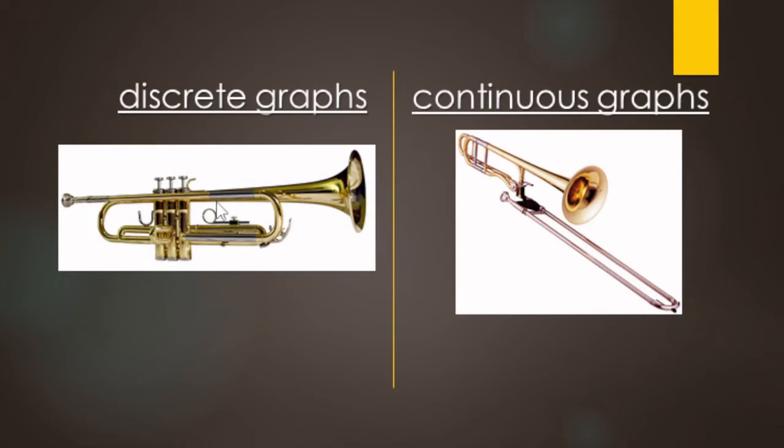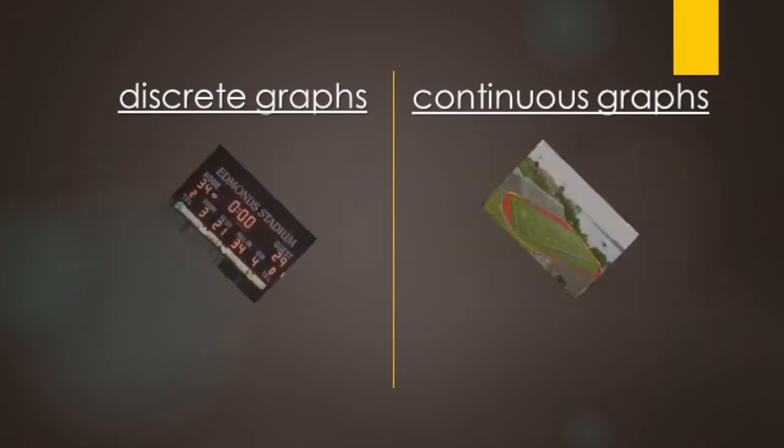Another example here, trumpet versus trombone. So trumpet, you've got your 3 buttons here, and I'm not a music player, so I'm just going off of what I know, versus this trombone. It's got this sliding thing here, so you can get the notes that are in between notes, whereas this one here, you're only pressing the buttons. So this would be continuous, and this would be discrete because you've got the buttons there.